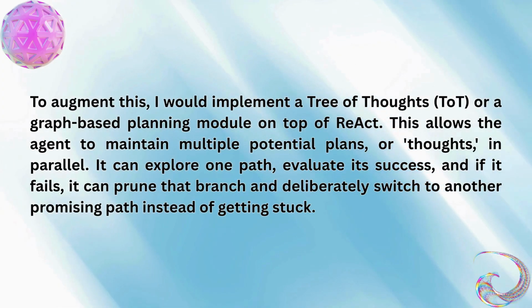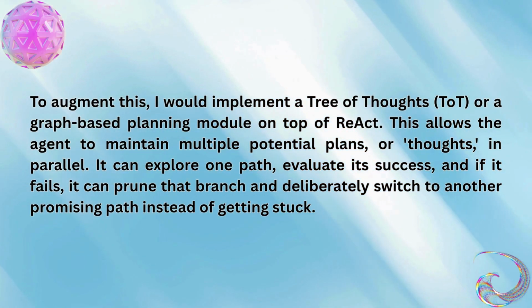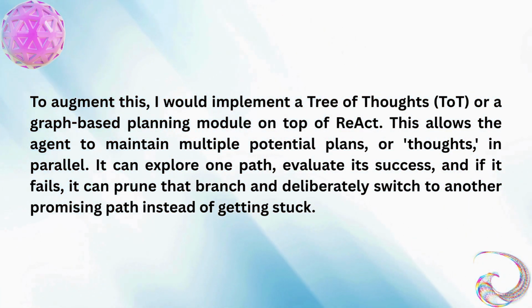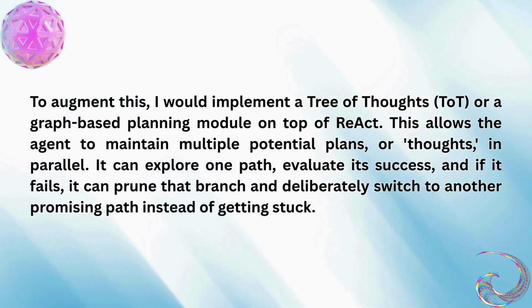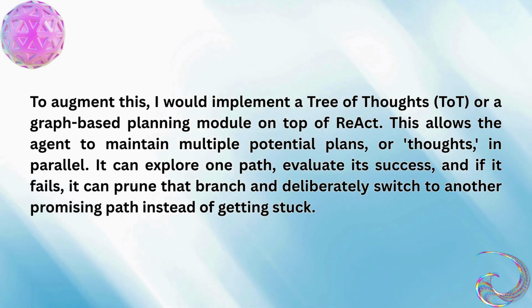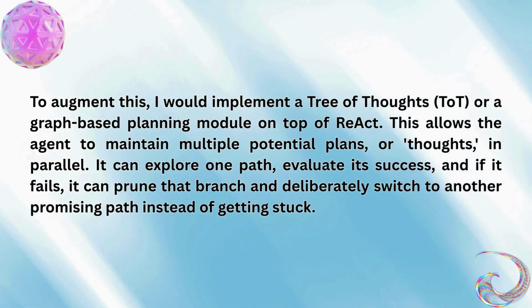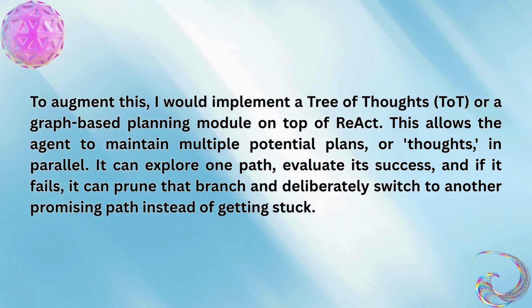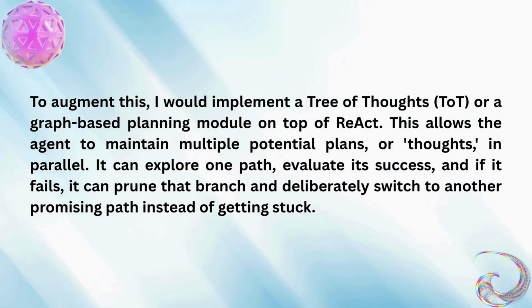To augment this, I would implement a tree of thoughts or a graph-based planning module on top of React. This allows the agent to maintain multiple potential plans or thoughts in parallel. It can explore one path, evaluate its success, and if it fails, it can prune that branch and deliberately switch to another promising path instead of getting stuck.